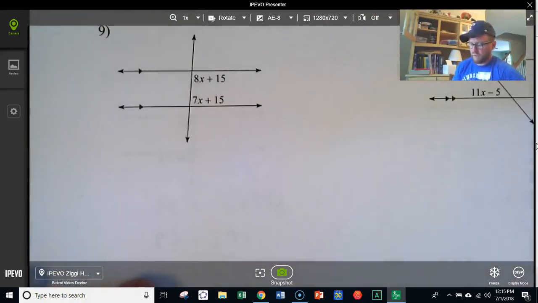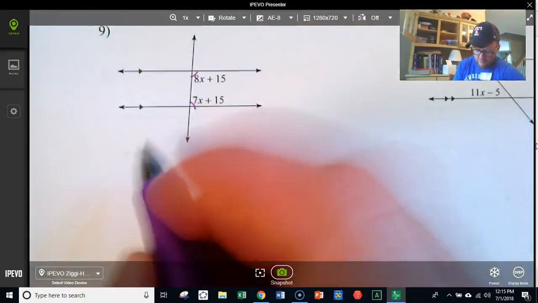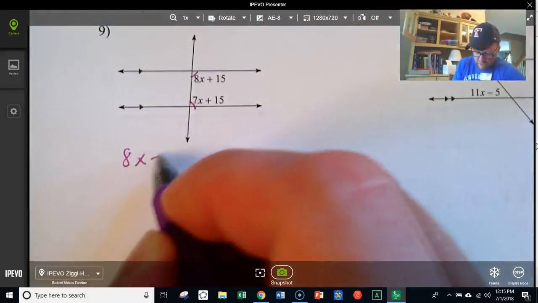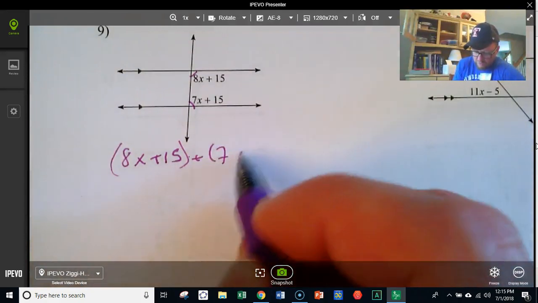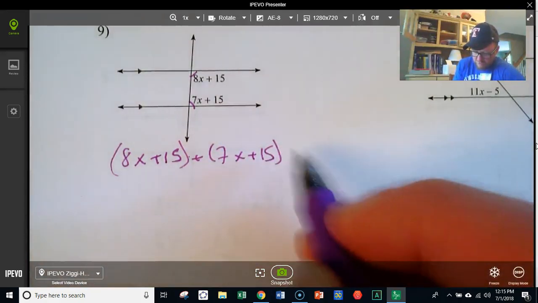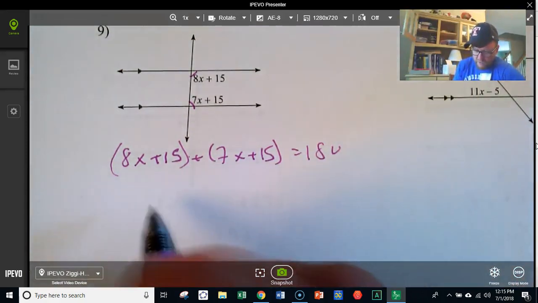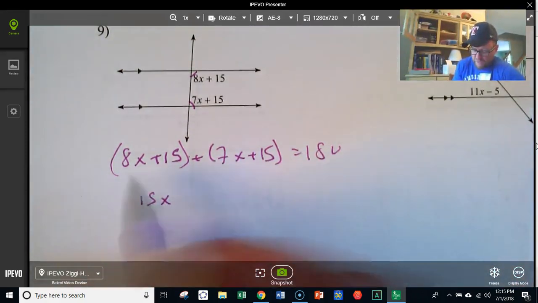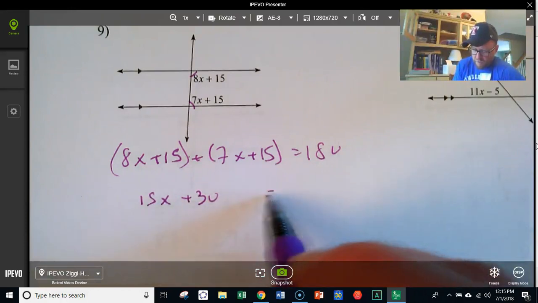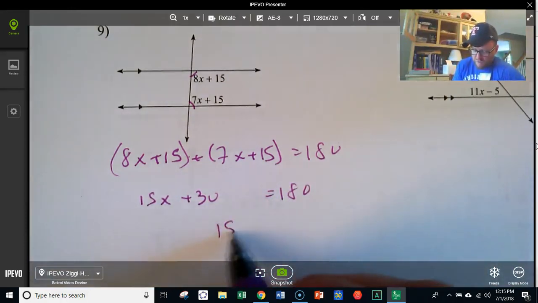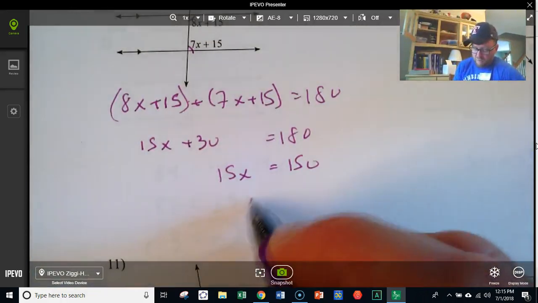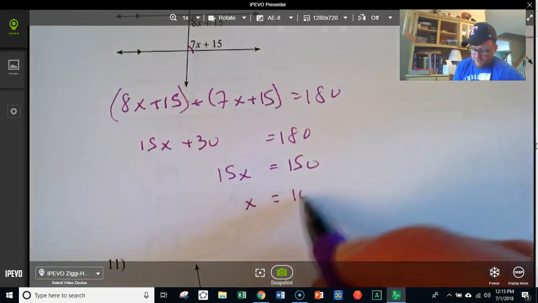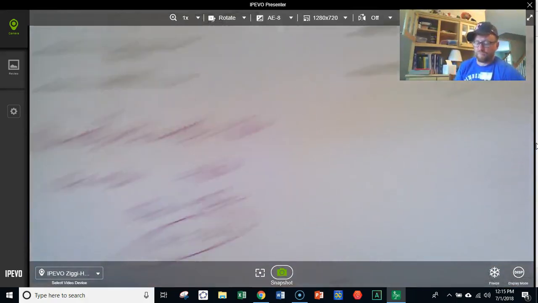Here, oh hey, another case of same side interior. So I've got that 8x plus 15 plus 7x plus 15 must equal 180. 8x and 7x combined make 15x. 15 and 15 combined make 30. Take 30 away from each side, and I get 150 equals 15x. Divide by 15 on both sides, and x equals 10.